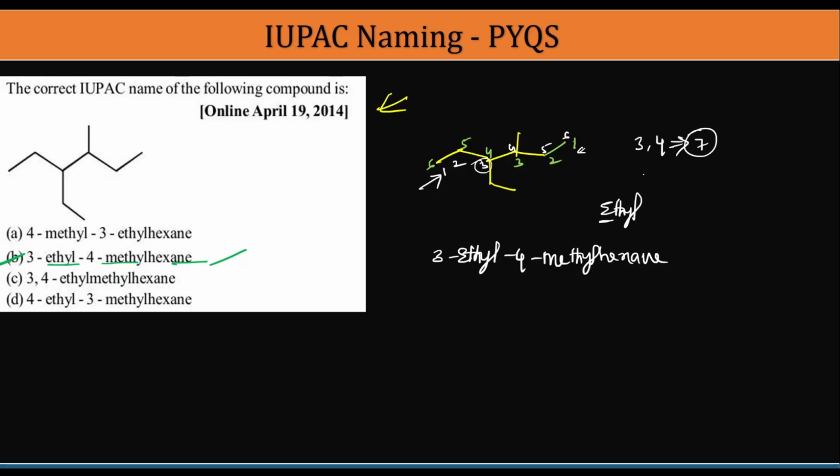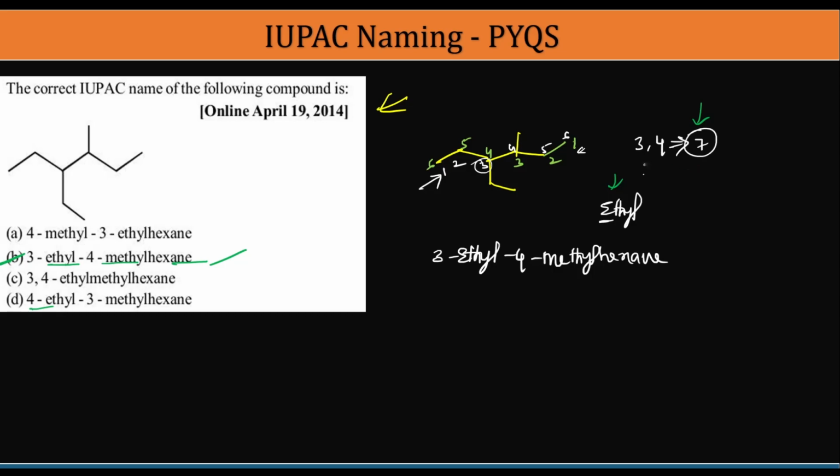Okay. Here, in order to make you confused, this one also they have given 4 ethyl, 3 methyl hexane. But according to alphabetical order, we need to give. Even though we have checked the lowest locant rule also, here this is not applicable because in both ways we are getting 7 only. So that's why we are going for alphabetical order.